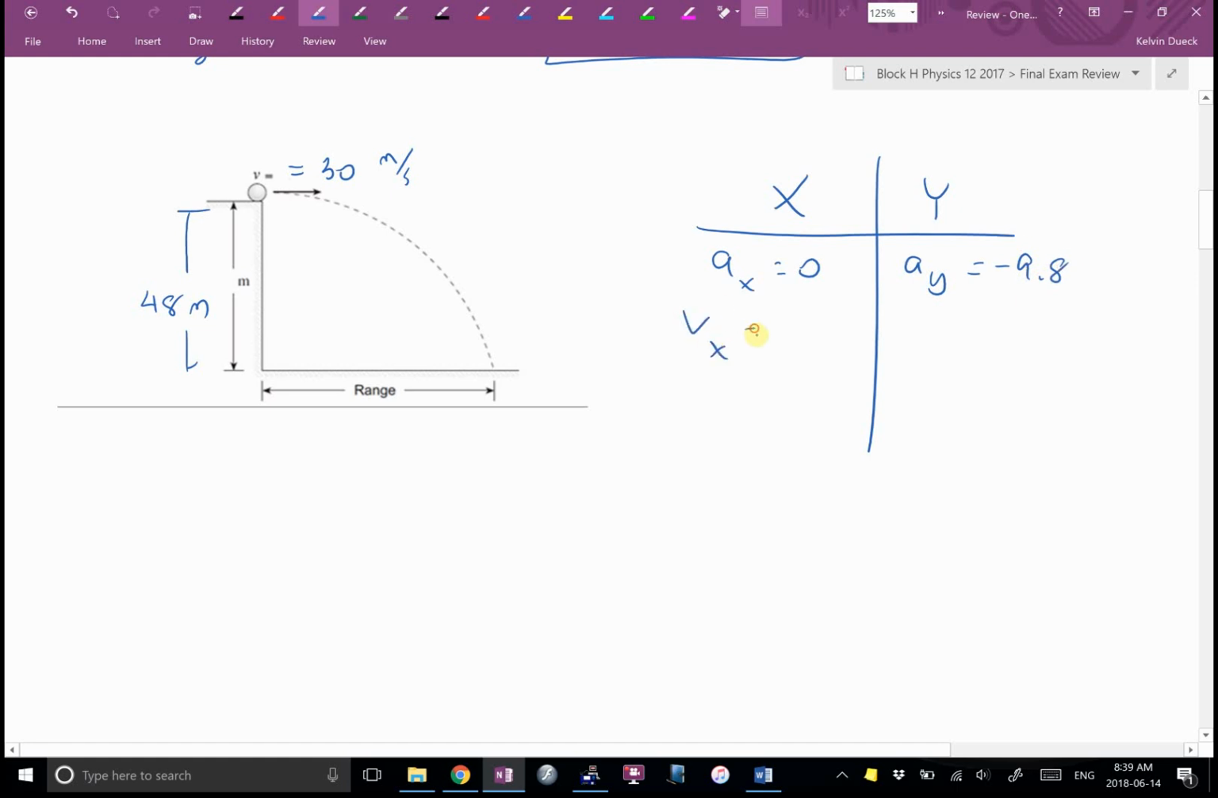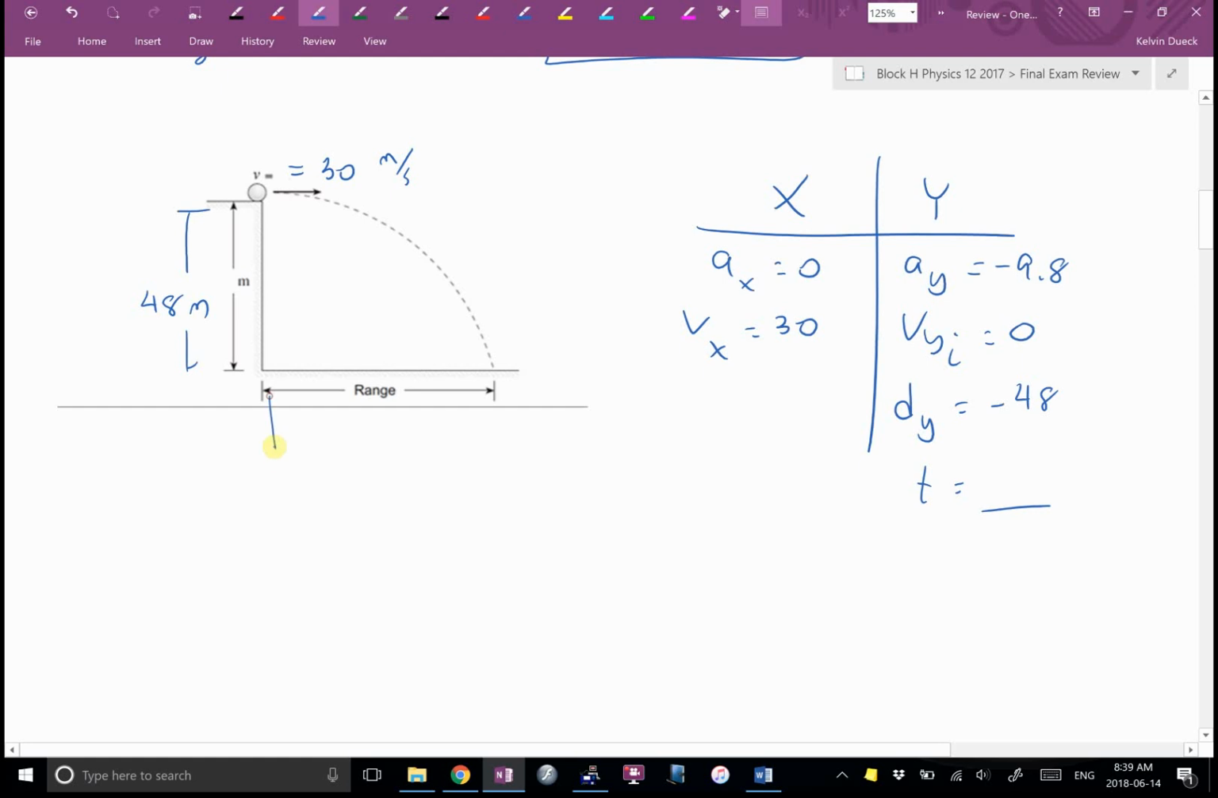What's Vx? What's Vy initial? 0. Kids always want to use that 30. No, for a split second we haven't started falling yet. That's key adjustment number 1. Key adjustment number 2 is, what's dy? It's not 48. Yes. And now you can find time.